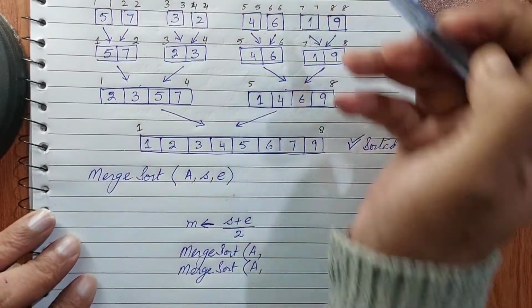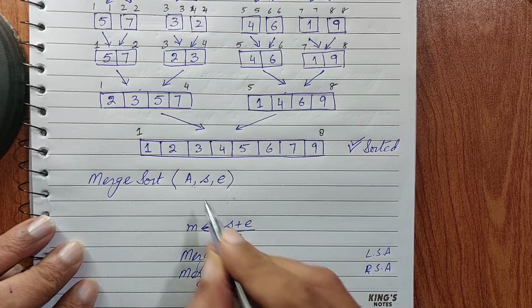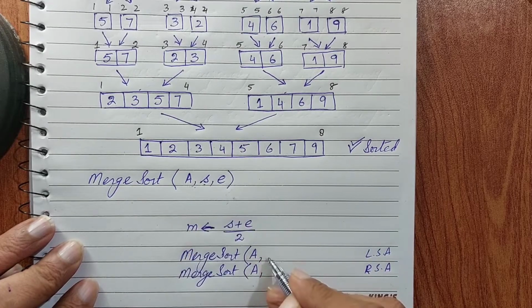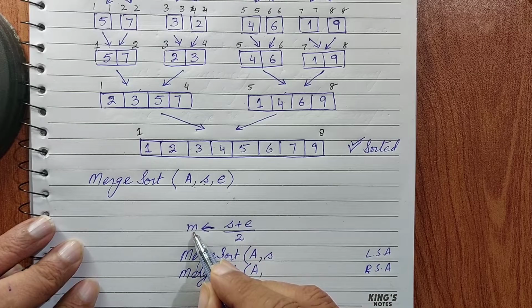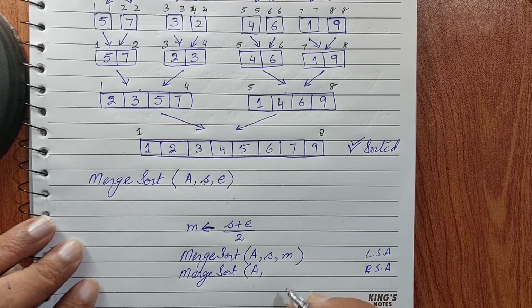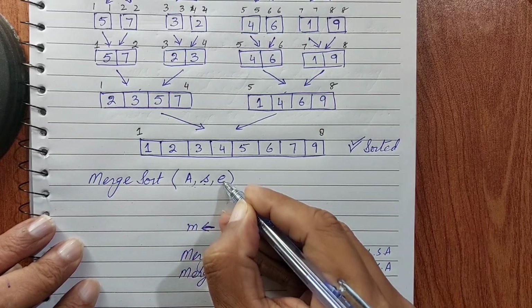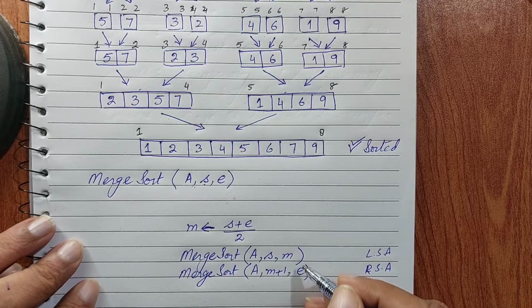The same we are going to apply here. The starting index would be the starting index of this array, that is S, and the ending index would be the middle point of this array. And then in the right subarray, the starting point would be mid plus 1 and the ending point would be the same E that was of the previous array. Okay.